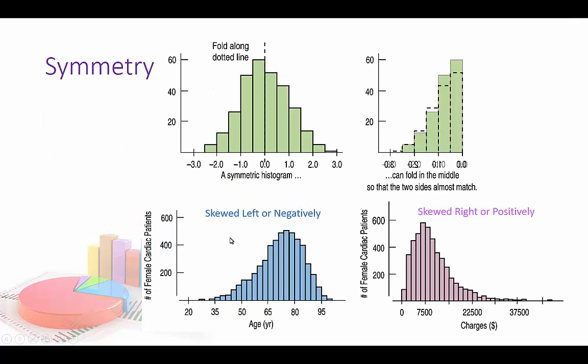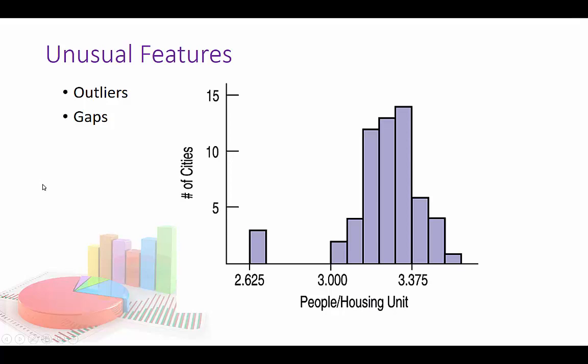We've already discussed things like symmetry, where if you fold it in half and it looks roughly the same on both sides, then it is roughly symmetric. If you have a tail or outliers to the left, that pulls the mean to the left, and so we would say that's skewed left or negatively skewed. Same thing when you have outliers, we call this a tail that pulls it to the right. Then the mean would be pulled to the right, and we would say our data is skewed right or positively skewed.